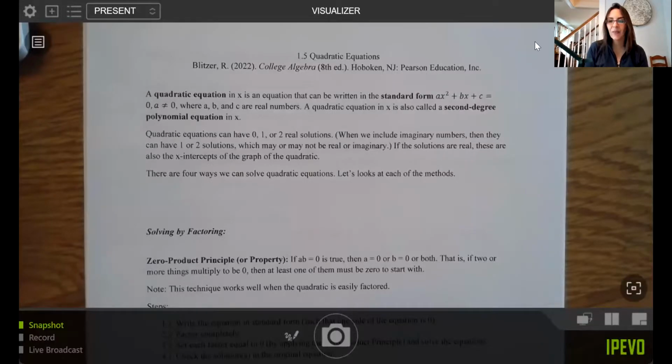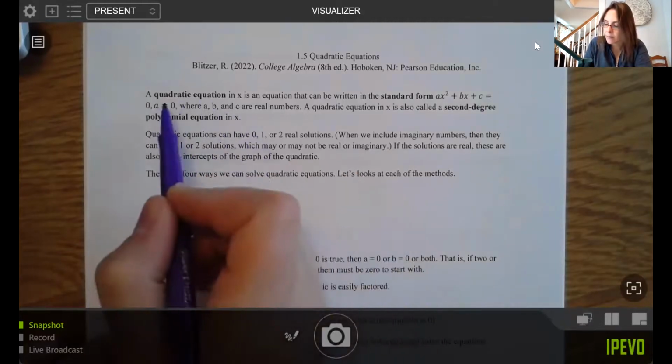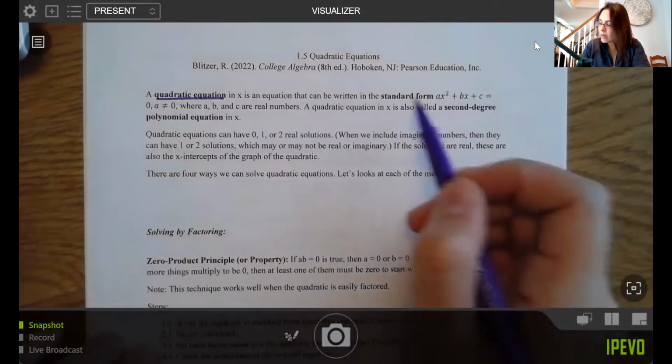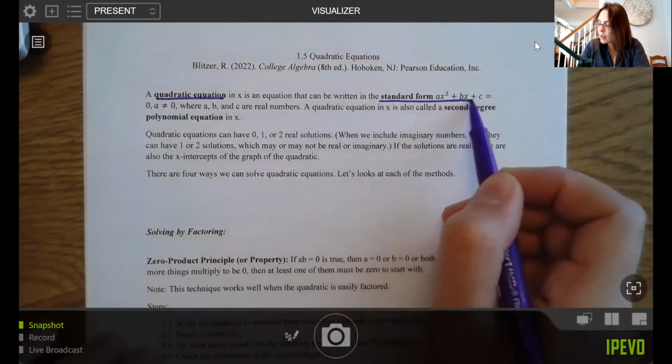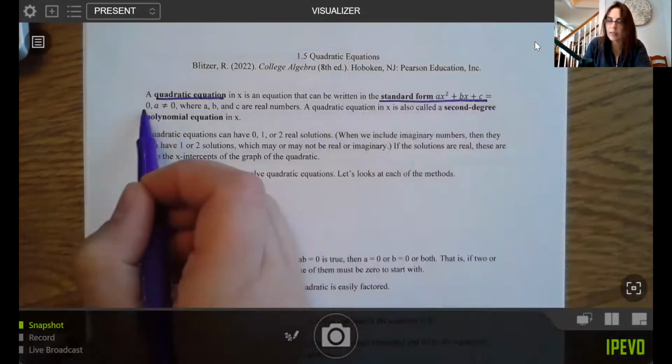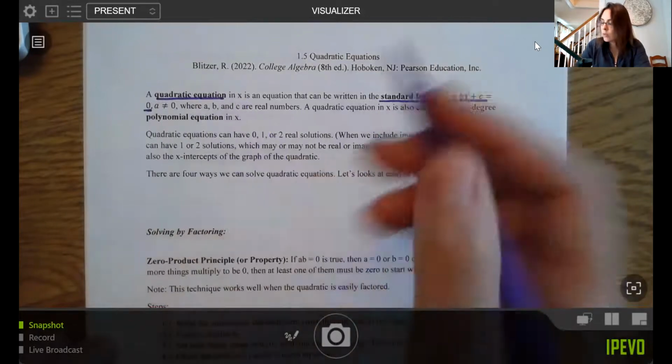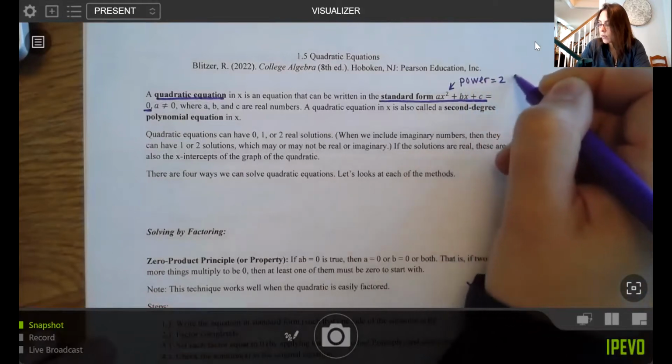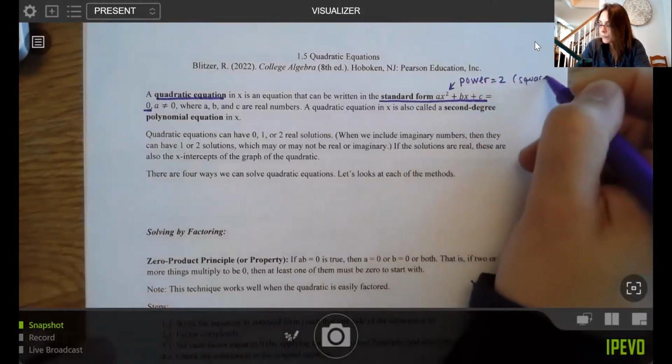Hello, and in this video, we're going to start section 1.5, which is about solving quadratic equations. So first, a quadratic equation in x is an equation that can be written in the standard form ax squared plus bx plus c equals 0. What you want to notice here is that your highest degree is a 2. So your power is a 2, or of course, this is a square.